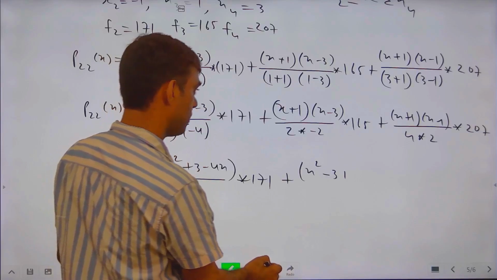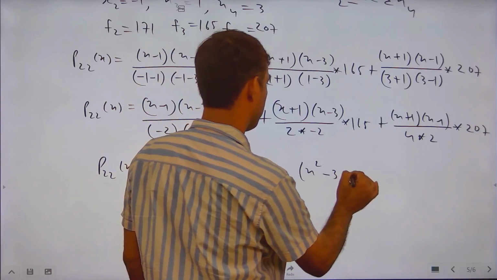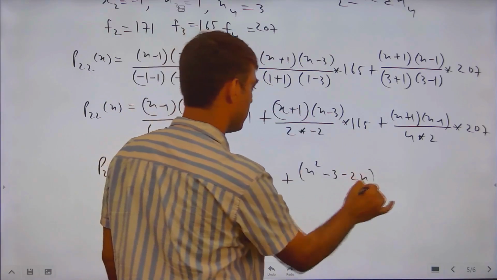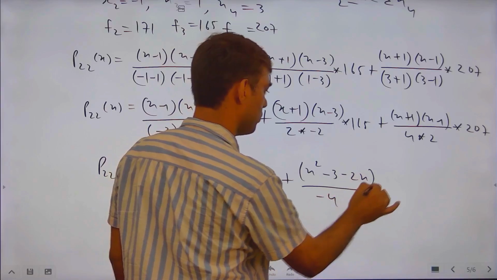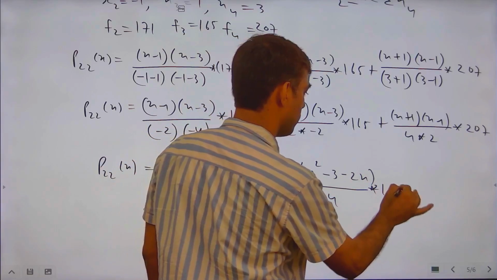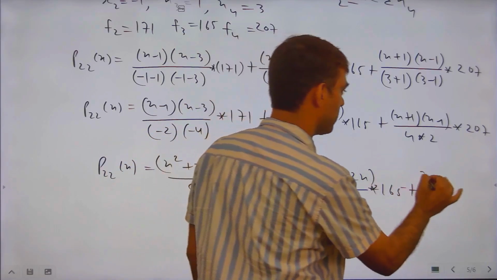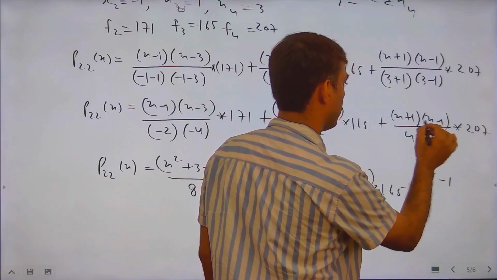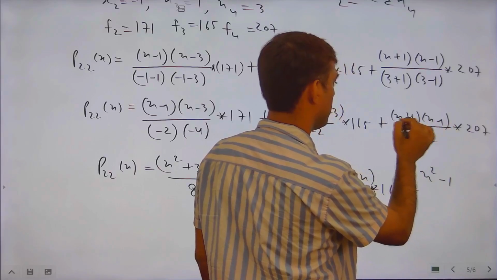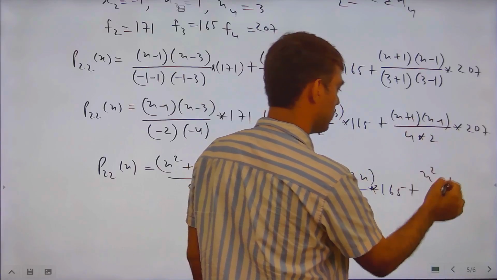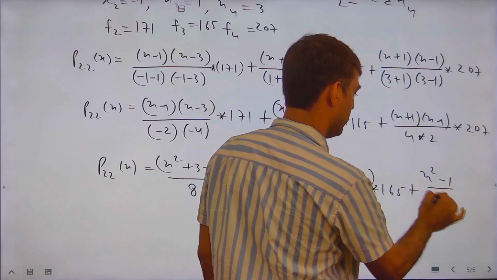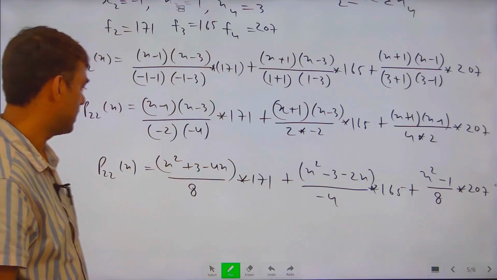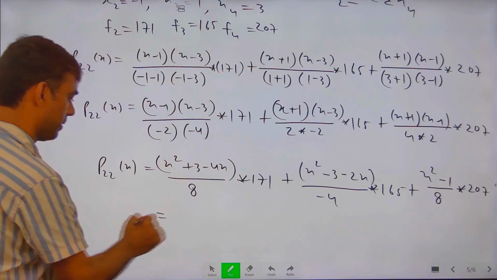So, this one is minus 2x, because minus 3x and x become minus 2x, divided by minus 4 into 165, plus this becomes x square minus 1, and this becomes minus x plus x, a square minus b square. So, 1 upon 8 into what? 207. So, after simplification of this one, we already write the result.